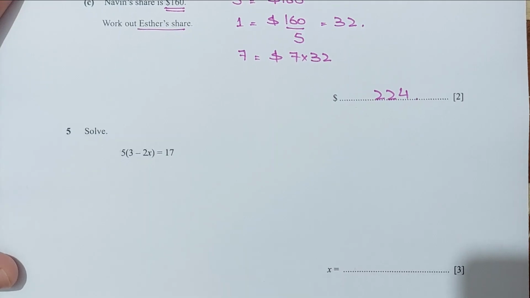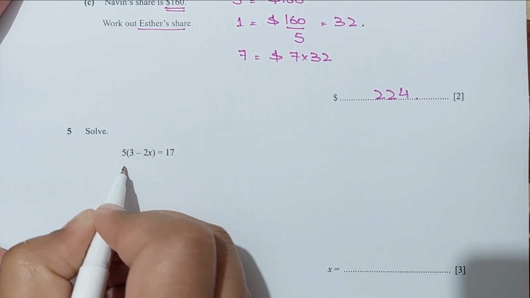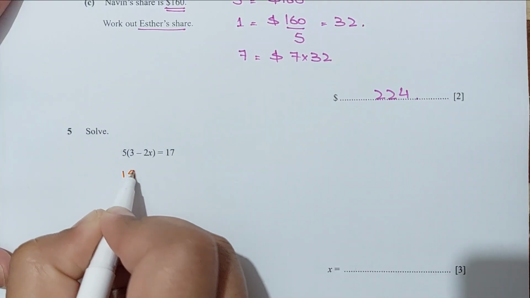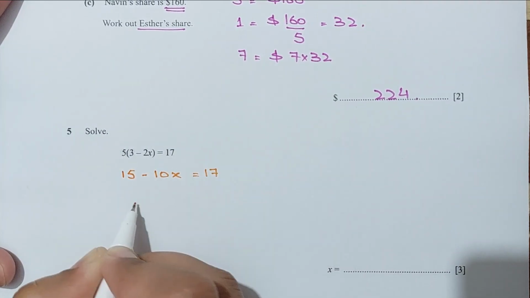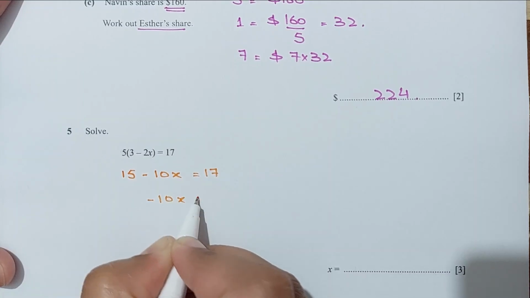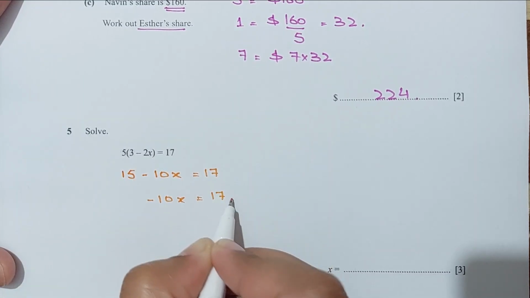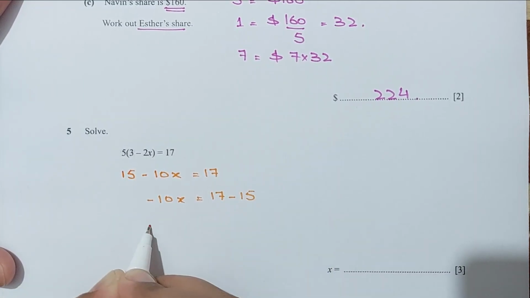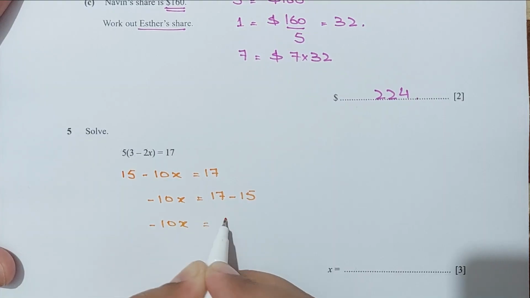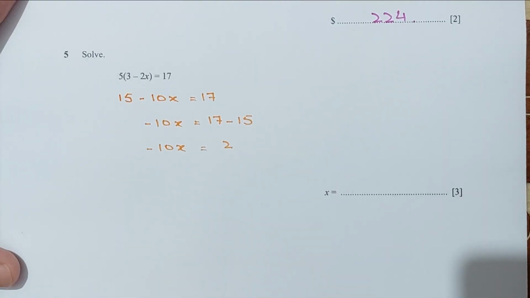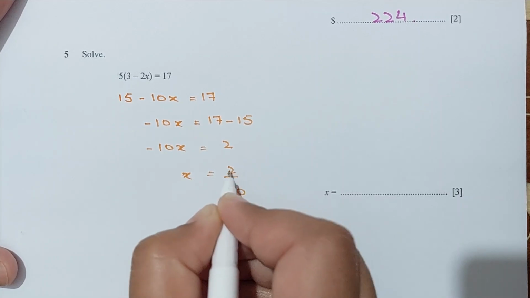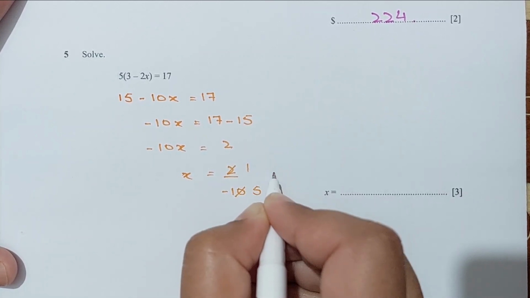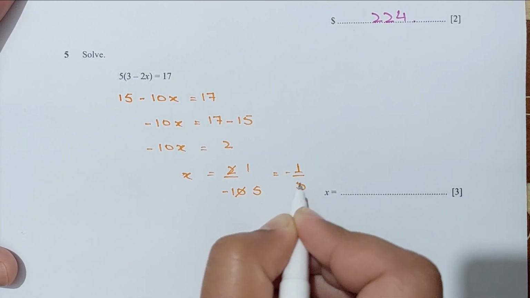Question number 5, we have to solve this equation. So 5 times 3 is 15, 5 times 2 is 10x, equals 17. Now 15 minus 10x equals 17. Shift the 15 to the other side, minus 15. Minus 10x equals 2, from 17 take away 15 is 2. What is x? x is equal to 2 out of minus 10. 2 times 1 is 2, 2 times 5 is 10. So minus 1 over 5 is the answer.